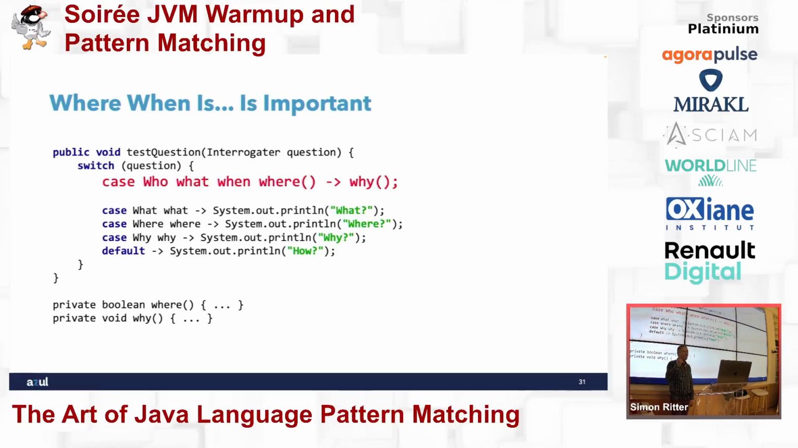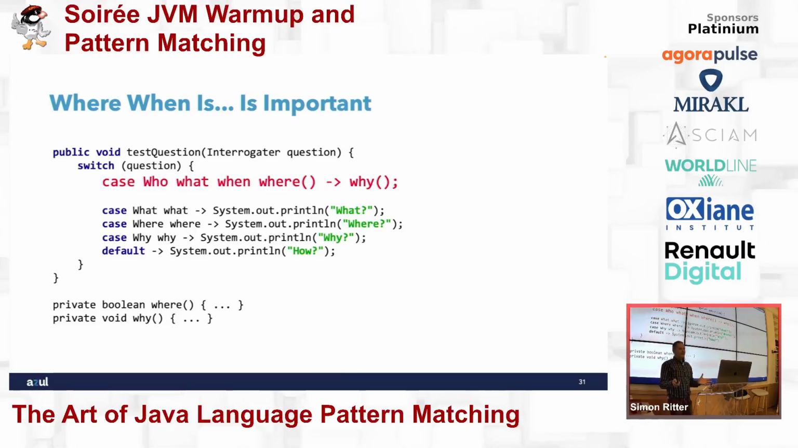We can have case Who, What, When, Where, Why. Remember that case Who is the pattern predicate. So that's saying we're matching on type Who. The pattern variable is what. The when is acting as a guard to then say that we're going to test using where, because where returns a Boolean, so we can use that as a test. And then if that is true, we will execute the method called why.